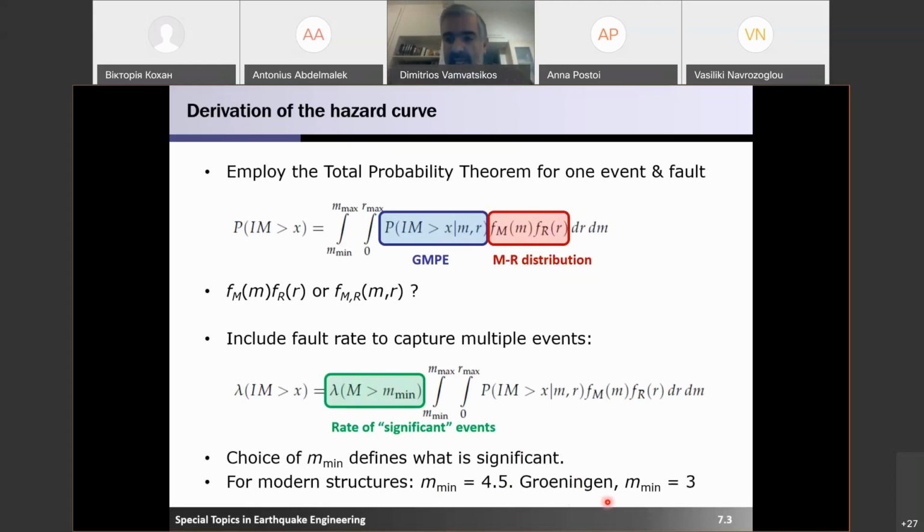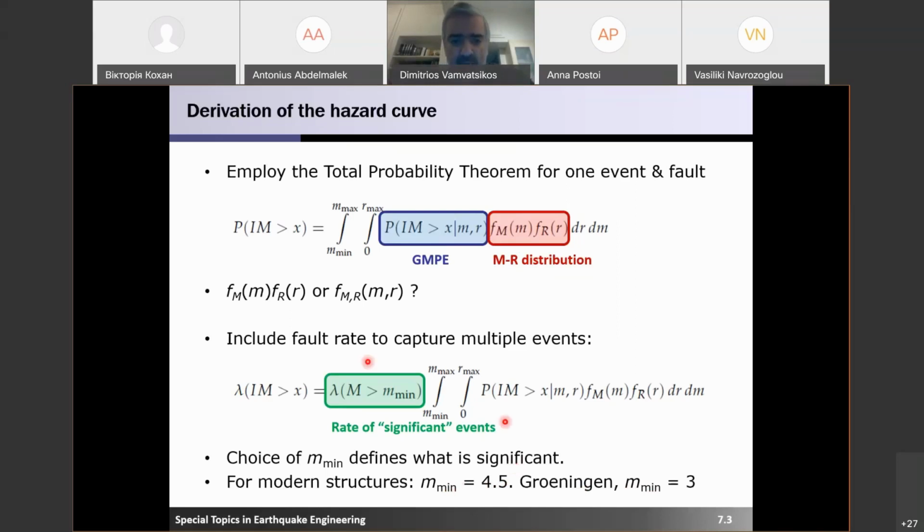They're just like cardboard stuff, just very thin walls, old stuff. Then you would probably be changing your M minimum. Why? Because a 4.5 or a 5 is a large earthquake for those structures. So you would go for an M minimum of 3 or even 2. So what M minimum you use depends on what your structure is. We'll be discussing that a bit later on.